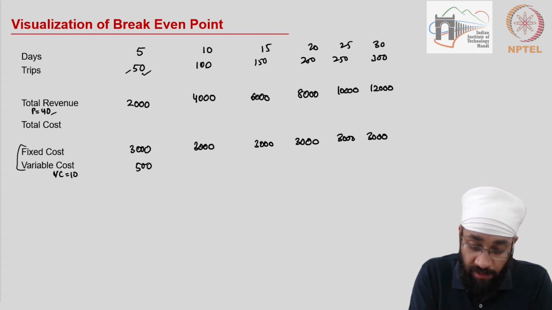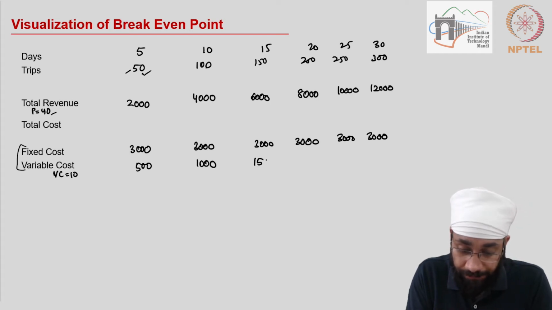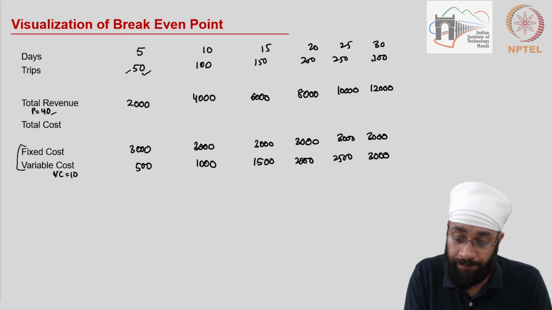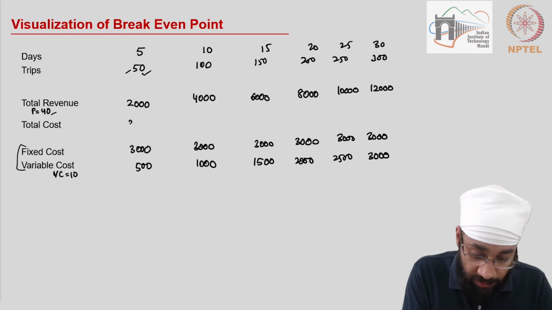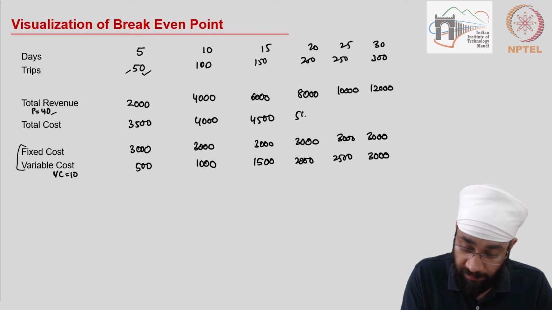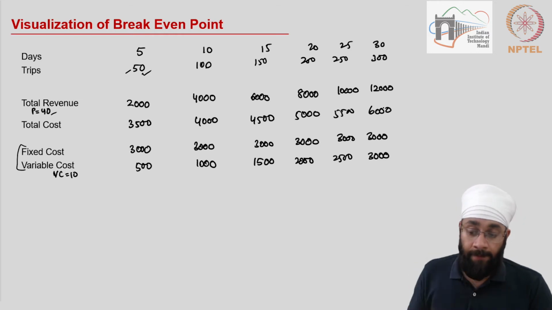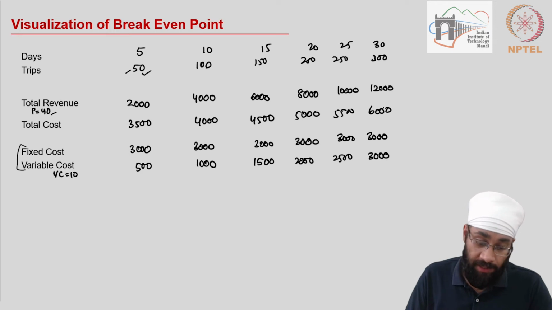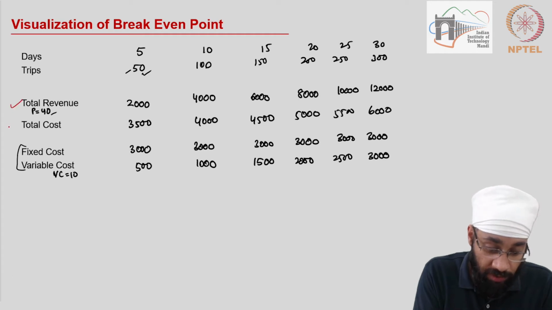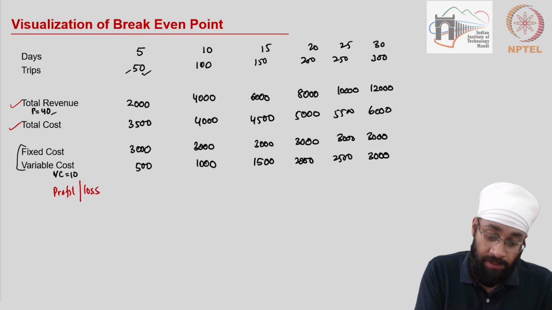So you have 500 here, 1,000, 1,500, 2,000, 2,500, and 3,000. Therefore, the total cost comes out to be 3,500, 4,000, and this is 4,500. This is 5,000. Then you have 5,500, and you have 6,000. Alright, so you have all the numbers that are worked out. So now we are interested in figuring out total revenue, total cost. Now we have to figure out the profit. Profit or loss is what we have to figure out.